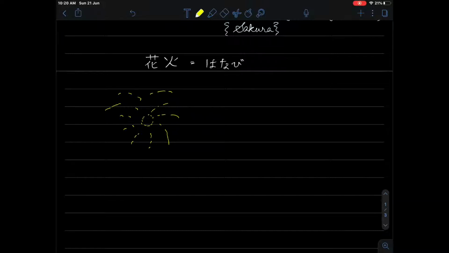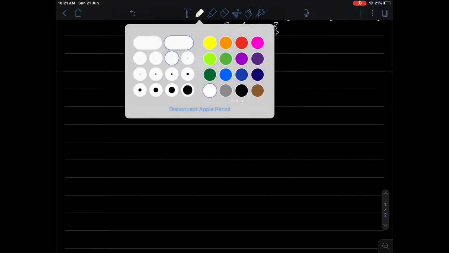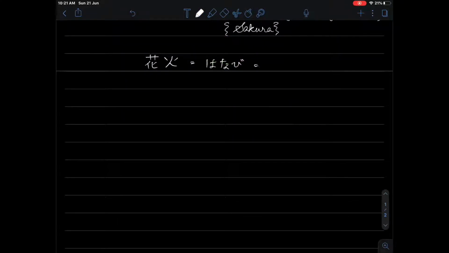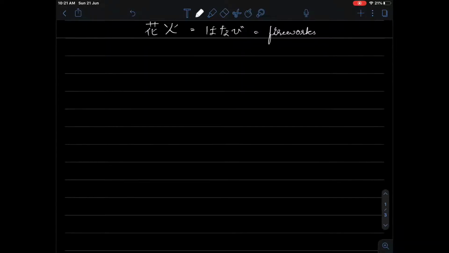Fireworks. I don't know if the drawing was good, but I hope it conveyed the meaning. The meaning is fireworks, and what I drew were the kind of fireworks that are seen during celebrations like the 4th of July in the USA, or the Chinese New Year, or Diwali in India, you know, that kind of stuff. All right, let's have a look at the next word.